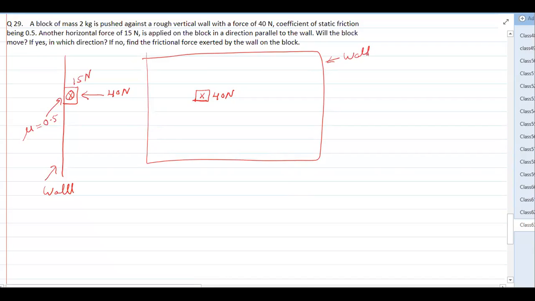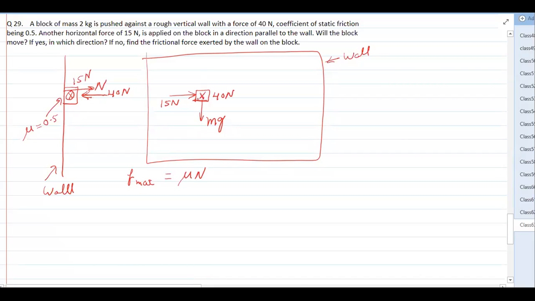Okay, and what are the other forces acting? There is an extra force of 15 Newton acting horizontally, and since it will slide down because of mg, there will be friction also acting. If no downward force is acting, mg will be balanced by friction, because the maximum friction will be mu times normal. Whatever force you are applying, the same amount of normal will act here.